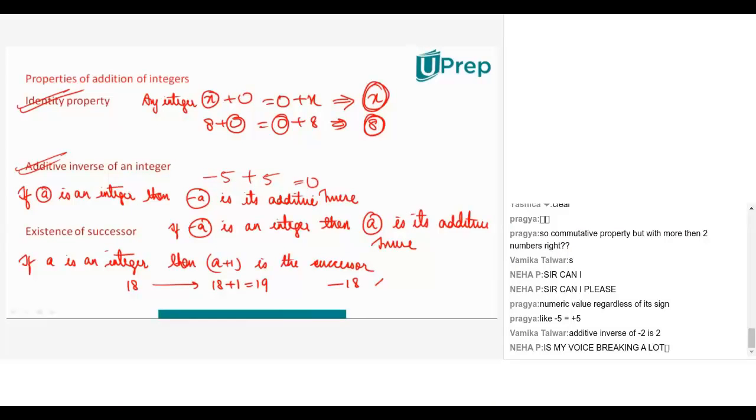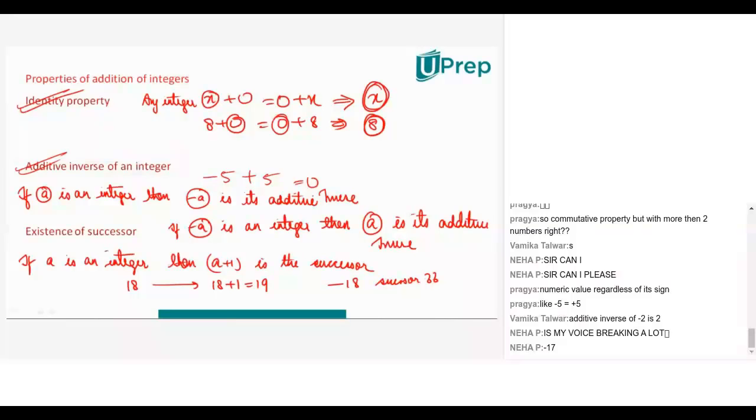Yes, sir. So I want to say that if we move to the right, if we add 1 to an integer, it's going to be its successor. Correct. If we add 1, we get the successor. If we add 2, we get the successor. So we keep on moving to successors. Right. Good.